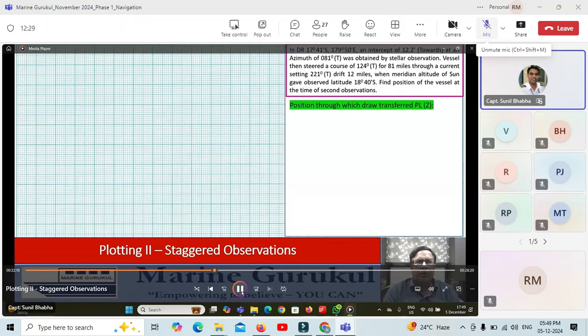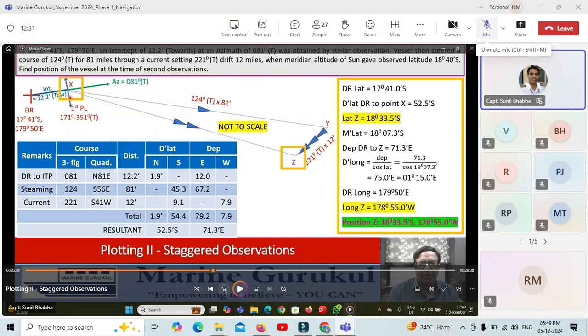So now having got point Z. Okay, beta. So we have obtained the position Z now. Once position Z is obtained, we are ready to go into the plotting part. We can now plot both the PLs and find our fix. Up to here, any doubts, beta?